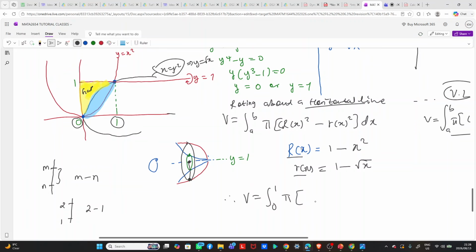Pi into the integral of (1 minus x squared) raised to the power 2 minus, substitute there, (1 minus square root of x) raised to the power 2 dx. Then you can simplify this, multiply out, and similarly with that one, then find the integral, substitute 0 and 1. Then you can get the volume.